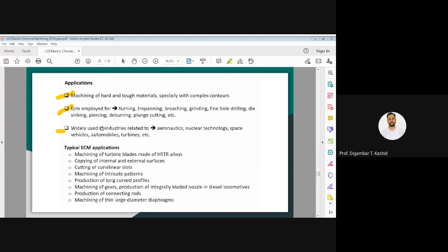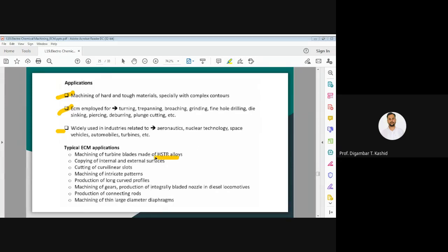This ECM technique is widely used in various industries. Commercial machines are available in the industry. Electrochemical machining is used in aeronautics, nuclear technology, space vehicles, automobiles and turbines. These are the industries where ECM machines are extensively used. Typical applications include machining of turbine blades, which are made of high strength temperature resistant material.